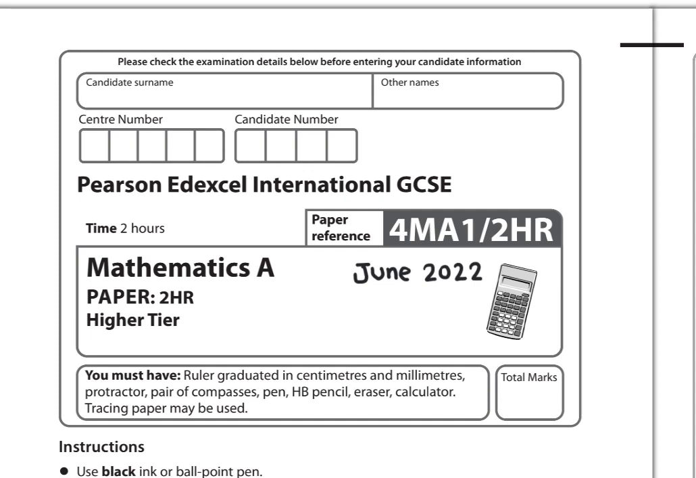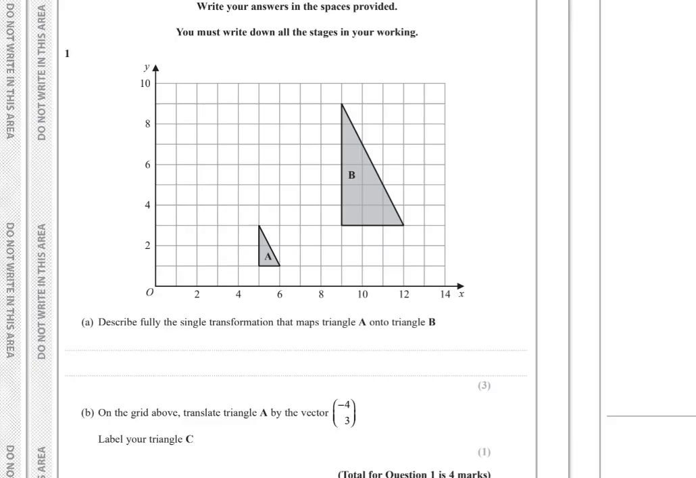Bismillah, in this video I'm going to solve Edexcel IGCSE Mathematics A June 2022 paper 2HR. Number 1. A. Describe fully the single transformation that maps triangle A onto triangle B.